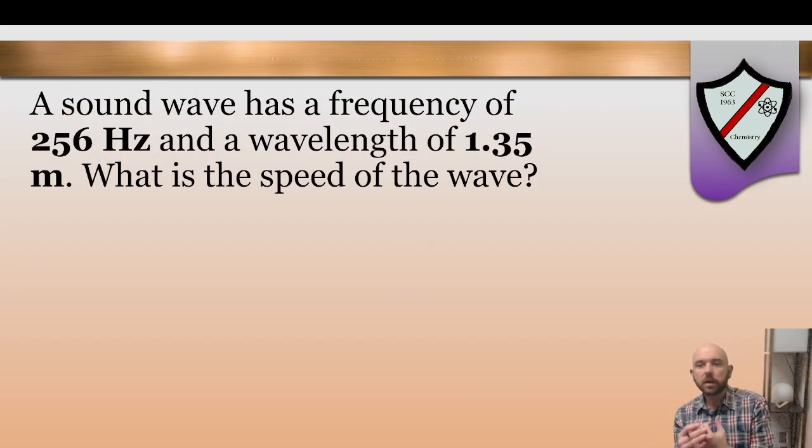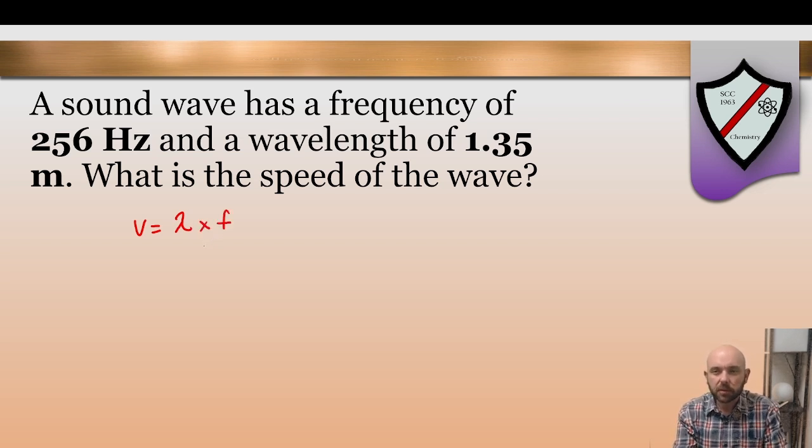Okay, so here we have the first example question we're going to work with the wave speed equation. It says a sound wave has a frequency of 256 hertz and a wavelength of 1.35 meters. What is the speed of this wave? We learned on the previous slide that the wave speed equation says the speed of a wave, represented with V, is equal to the wavelength of the wave times its frequency.